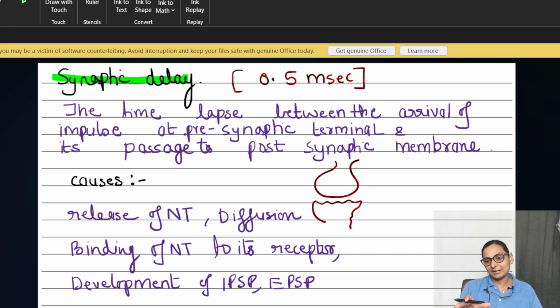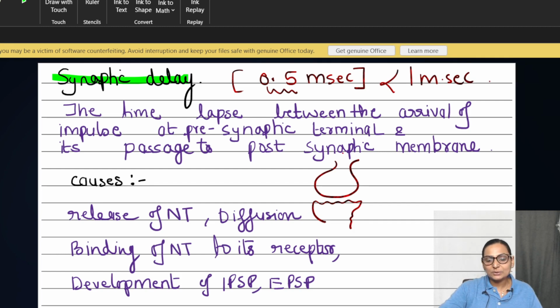मतलब कितना टाइम लग रहा है कोई भी impulse को presynaptic terminal से postsynaptic terminal में पहुंचने तक. That is synaptic delay, and the minimum synaptic delay is 0.5 milliseconds. It is always less than 1 millisecond in one synapse if we see. So what is the basic cause?